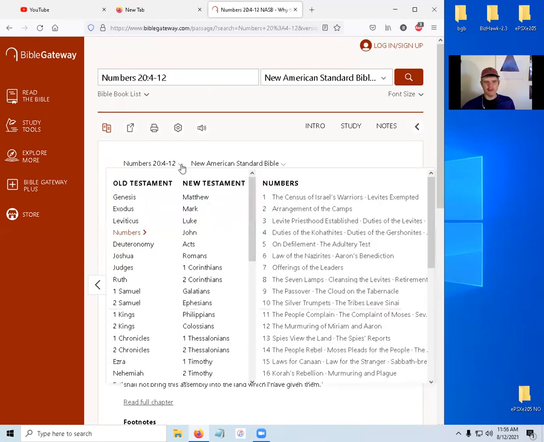Open menu. Whoa. Look at that. You got all this stuff. What is that? I'm not sure, Passover. Okay. Sounds familiar. Murmuring of Miriam and Aaron. Aaron, that's somebody in the Bible. Moses. Okay. Levites, Gershonites. What the heck? Adultery. That's kind of weird. Okay. Let's just ignore that.